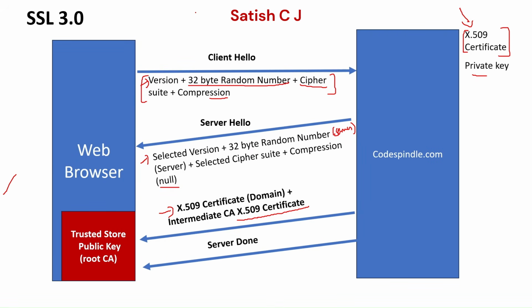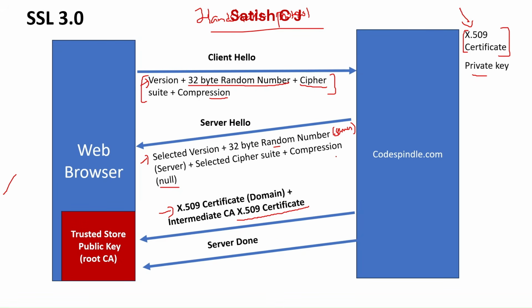So all these steps come under the handshake phase, the handshake protocol in SSL 3.0. First, the client sends a hello, which includes the version of SSL, a 32-byte random number, the cipher suites supported by the client, and the compression algorithms supported. The server replies with a server hello. It comes with the selected version, say SSL 3.0, a 32-bit random number from the server, and the selected cipher suite from the list of ciphers that the client has sent, and the compression algorithm.